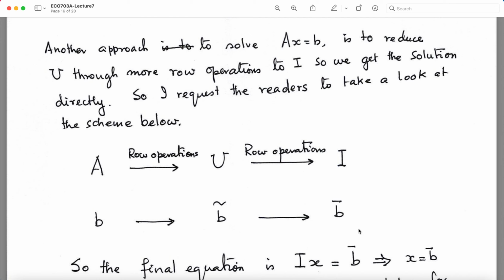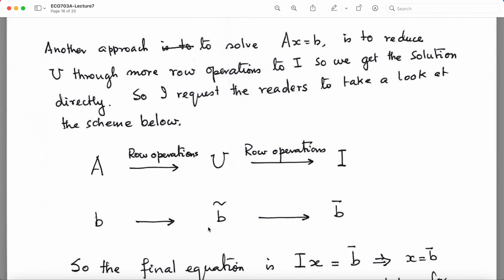This is another approach to solve Ax equal to b, and while trying to do that, we find the inverse of a matrix. So we will take a very different approach. We will not only stop at row reducing A to an upper triangular matrix U, but we would like to further row reduce A so that I get an identity matrix.